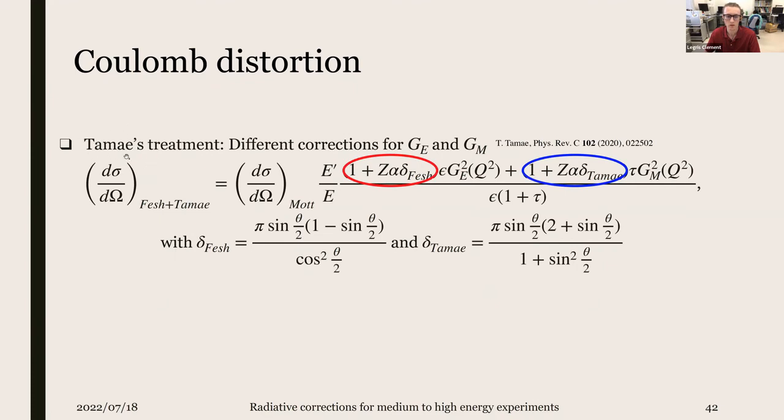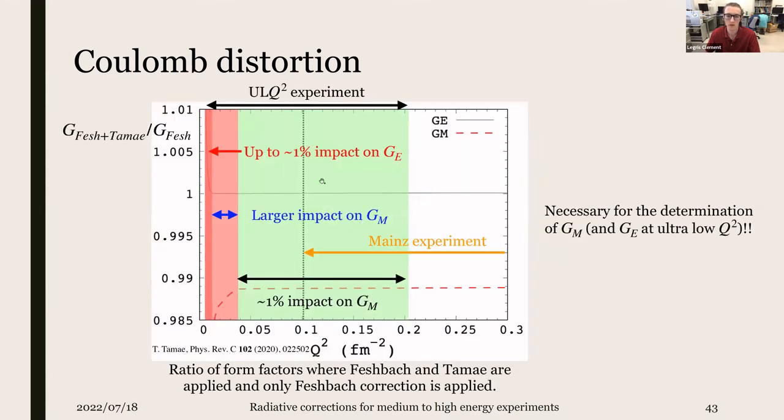Professor Tamae found that we need different corrections for the electric and magnetic form factors, given that there is a change in the spin of the electron during magnetic scattering. So he found that we can use the Feshbach correction for the electric form factor, but we actually need to use the Tamae correction for the magnetic form factor. The Tamae correction also depends on theta, like the Feshbach correction, but you see that the term is quite different.